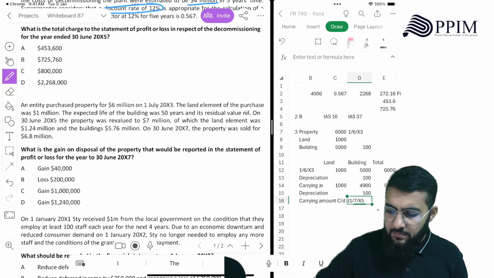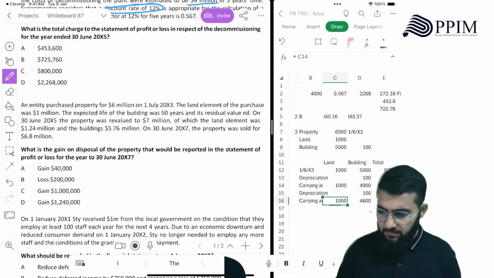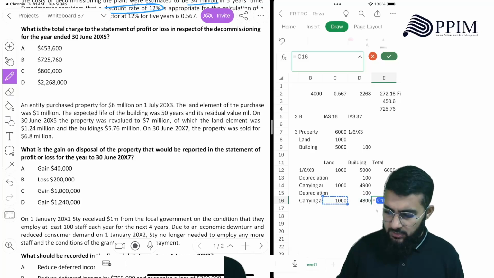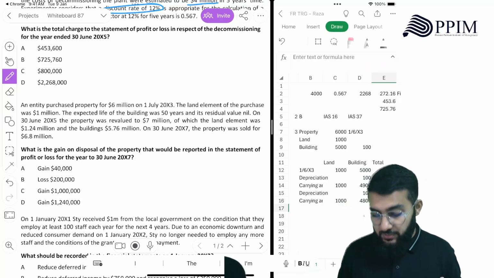How much is that? This minus this, and this remains the same. So what is the total cost? Total is 5.8. Now at this point, revaluation happens.